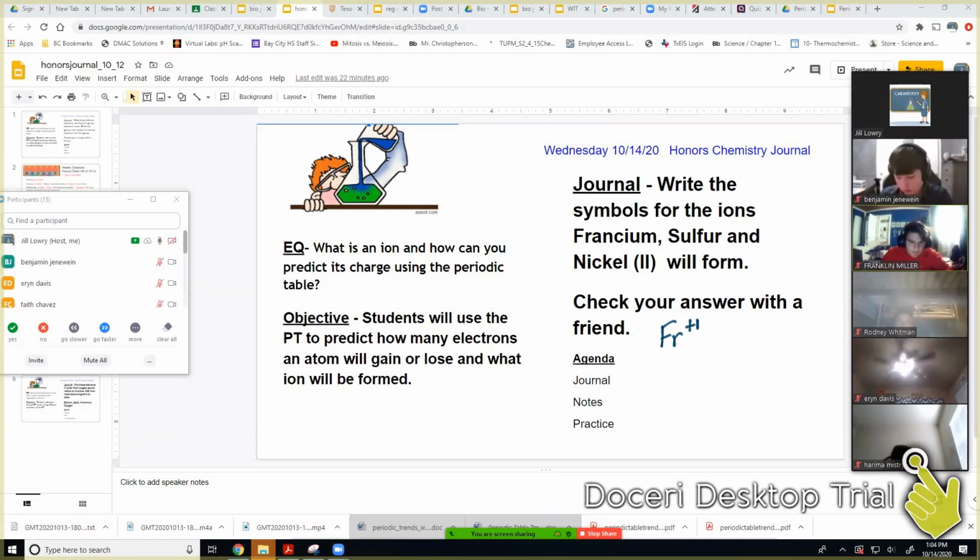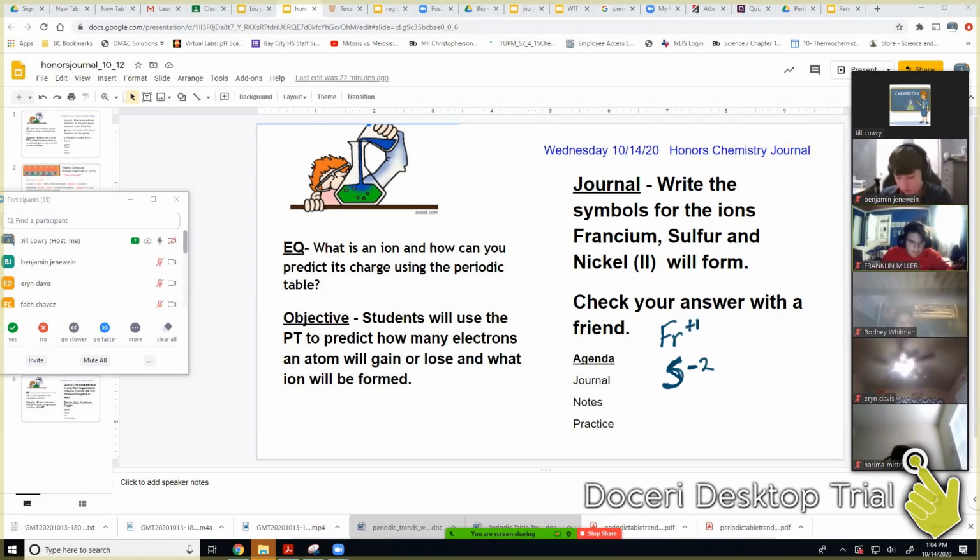Sulfur is in group 16. So it has 6 valence electrons. It needs how many more? Two more. 2 more, perfect. So it's going to gain those 2 and it would become a -2 ion.